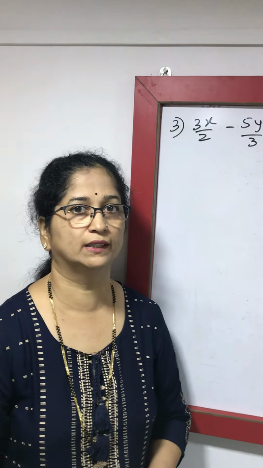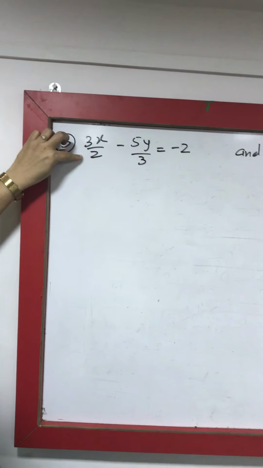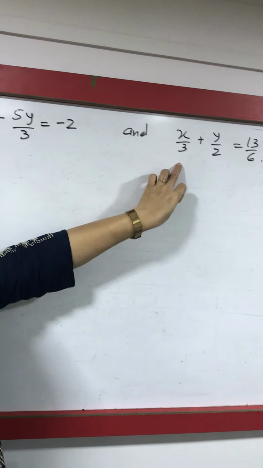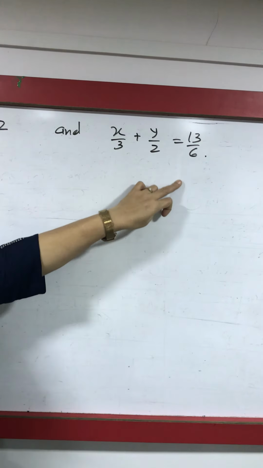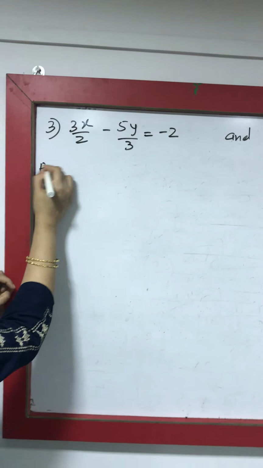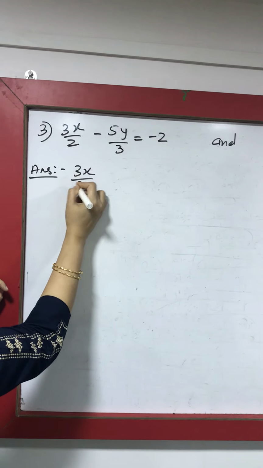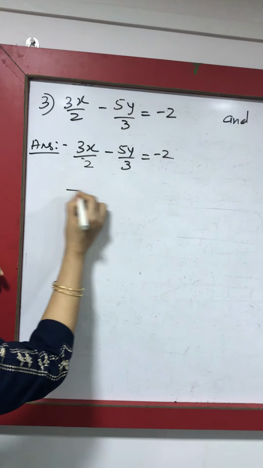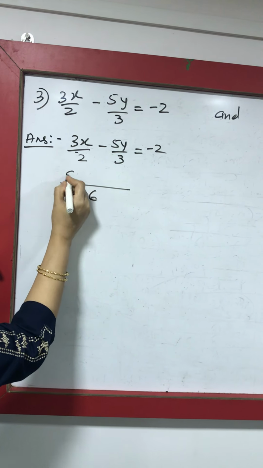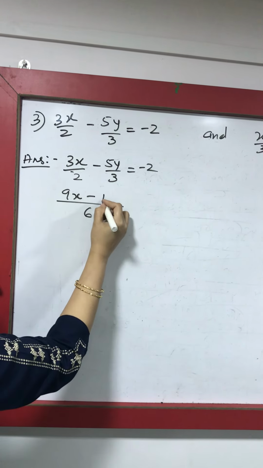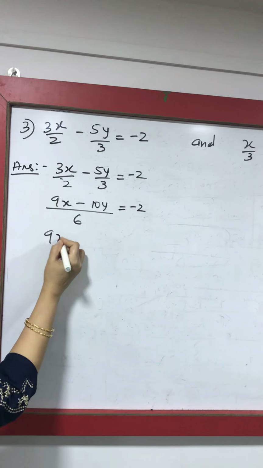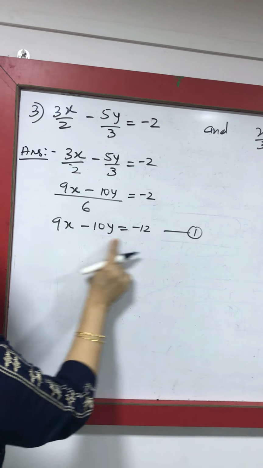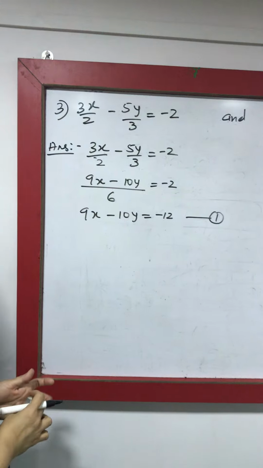The next example to solve by substitution method is 3x upon 2 minus 5y upon 3 is equals to minus 2 and x upon 3 plus y upon 2 is equals to 13 upon 6. Now we have to write this in standard form. Therefore, I will take LCM. The LCM of 2 and 3 is 6. I cross multiply, that is 9x, and this 6 I multiply with 2, so this is equation 1 in standard form.